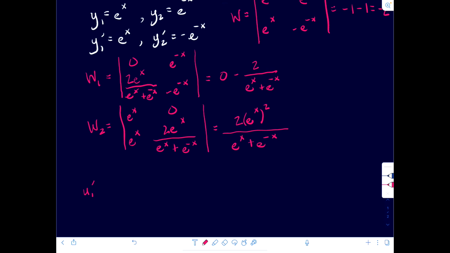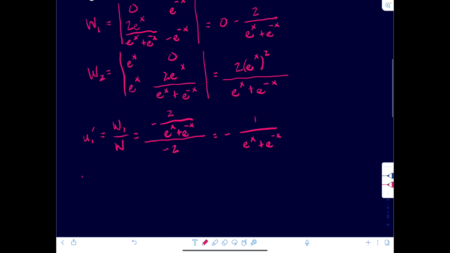So u1 prime is W1 over W. Well, W1 was negative 2 over e to the x plus e to the negative x, over W, which is negative 2. And then we will get a result of negative 1 over e to the x plus e to the negative x.